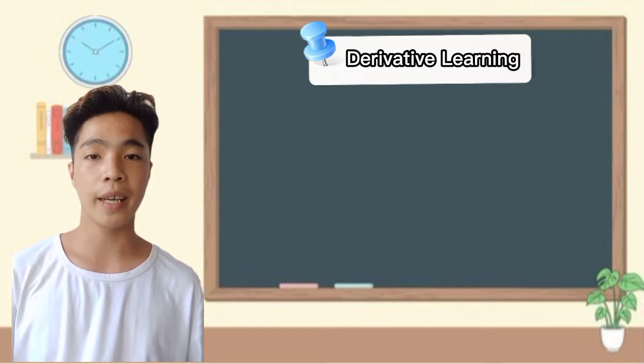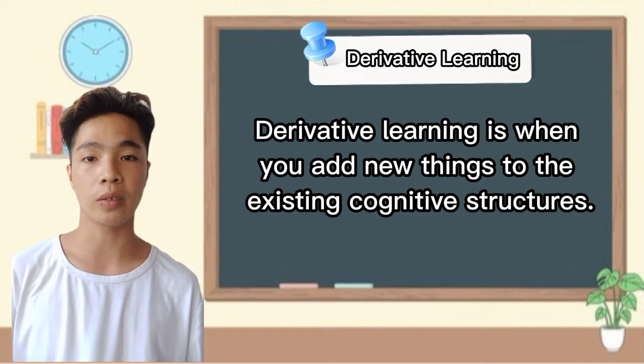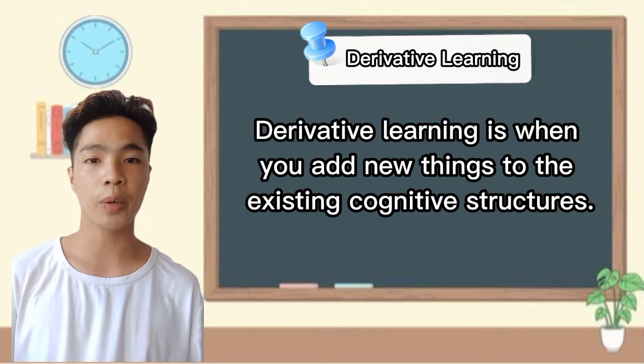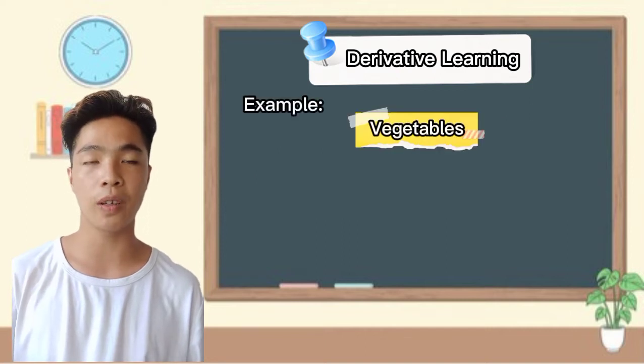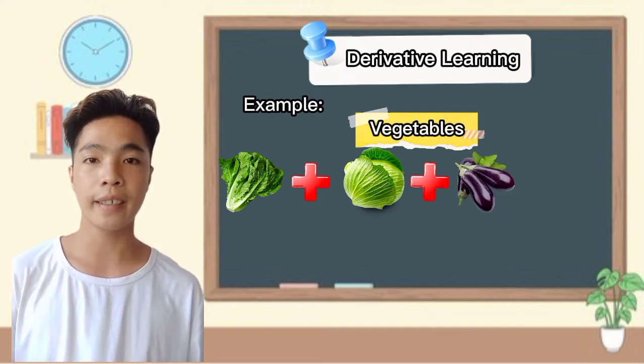What do you mean by derivative subsumption? Derivative subsumption is when you add new things to the existing cognitive structure. Let us take this as an example of derivative learning. Suppose you were acquainted with the concept of a vegetable, like lettuce, cabbage, and eggplant, that is sour, bitter, and sweet, or anything that describes the vegetable.